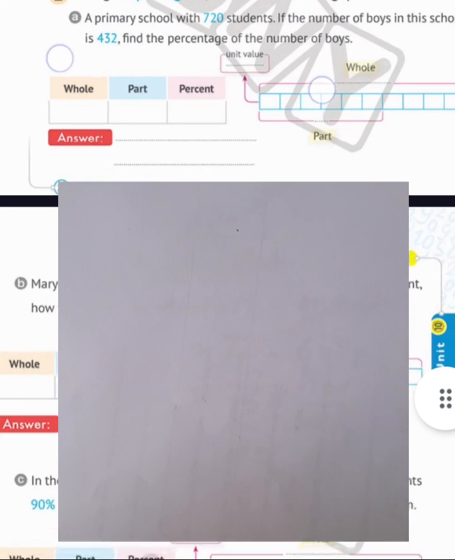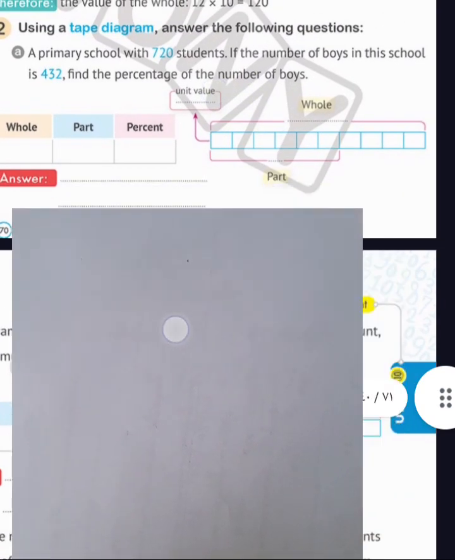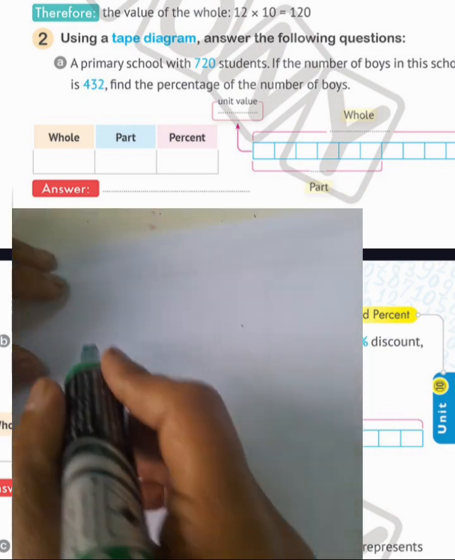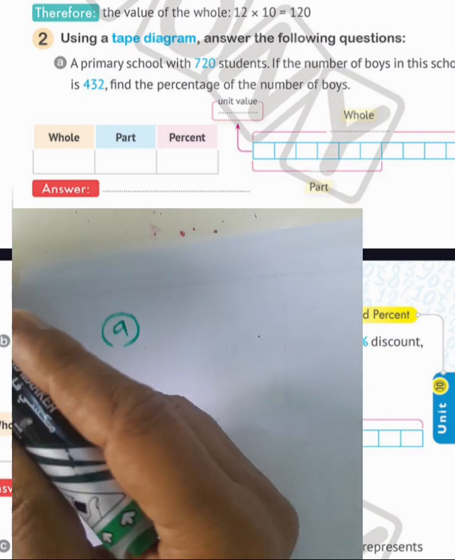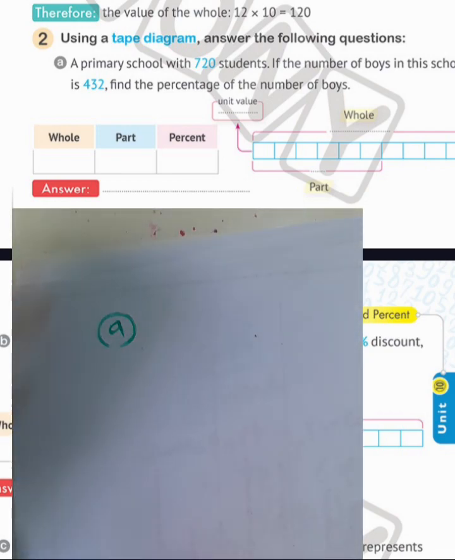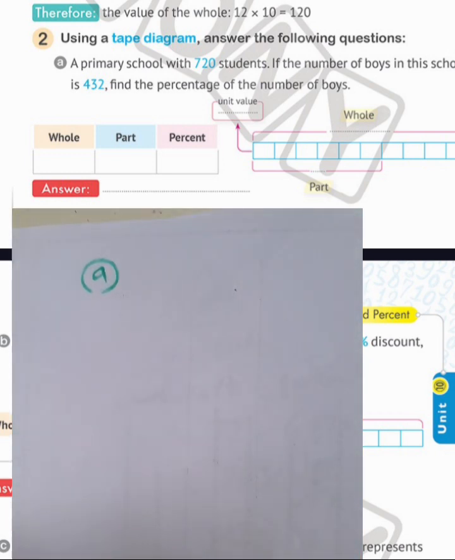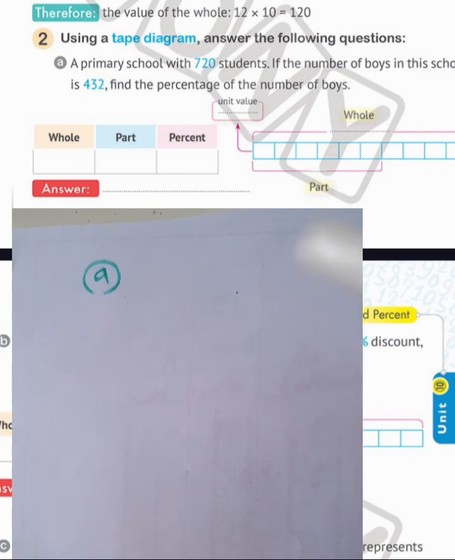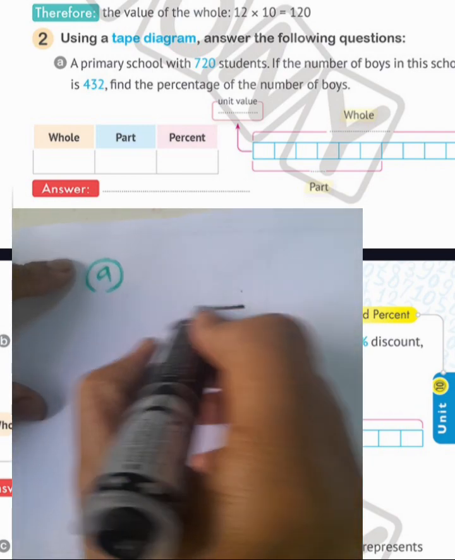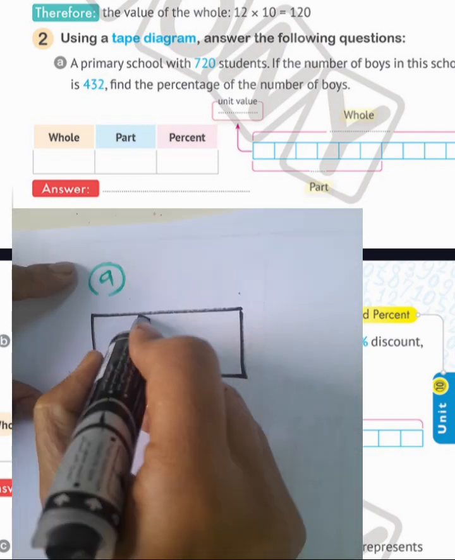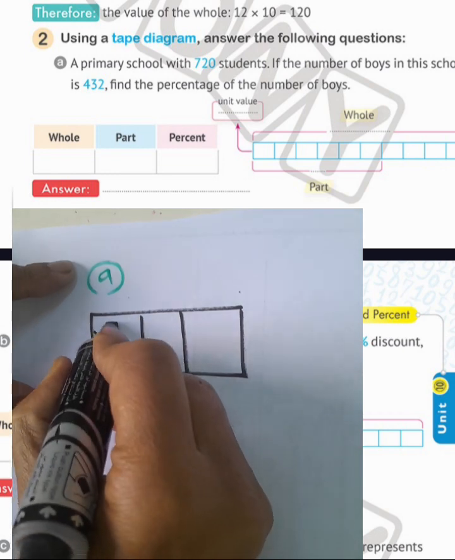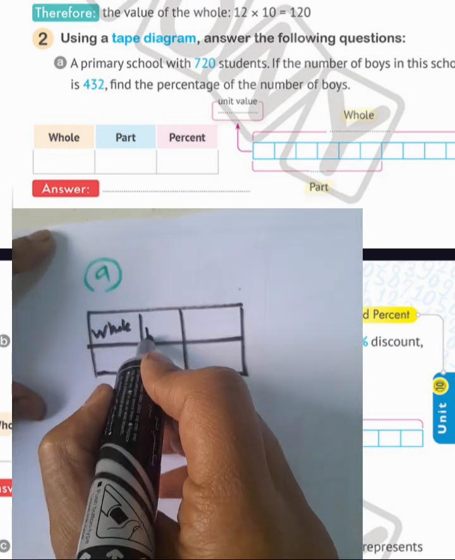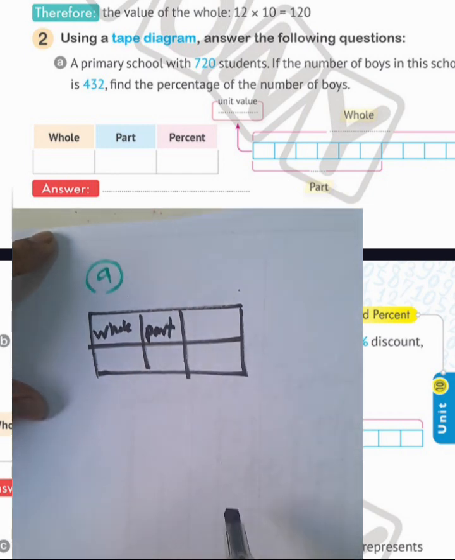Next example, he wants using a tape diagram to solve this example. First step, about this example, letter E, pay attention with me about part. A primary school with 720 students is the total. We have whole number, and part, and percent.